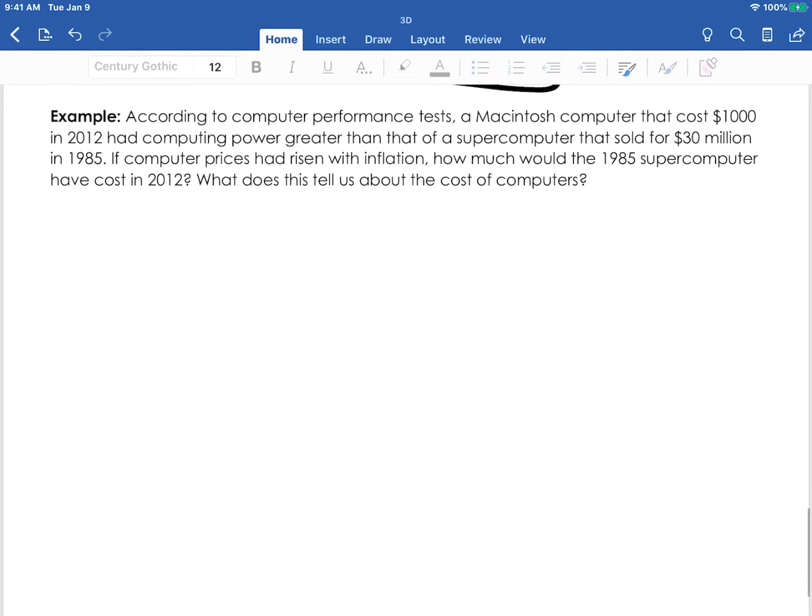Okay, last example. It says, according to the computer performance test, a Macintosh computer that cost $1,000 in 2012 had computing power greater than that of a supercomputer that sold for $30 million in 1985. If computer prices had risen with inflation, how much would the 1985 supercomputer have cost in 2012? And what does this tell us about the cost of computers?